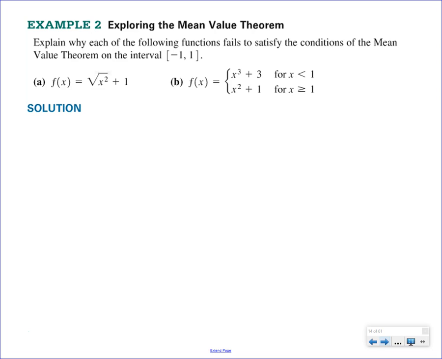Oh wait, why do they fail? It's not continuous. What? Is this continuous? Negatives work, positives work, zeros work. The domain is all real numbers. There are two conditions for MVT. Continuous is one of them. Differentiable. Is it or is it not? They say it fails, so we're going to say it fails, but why?